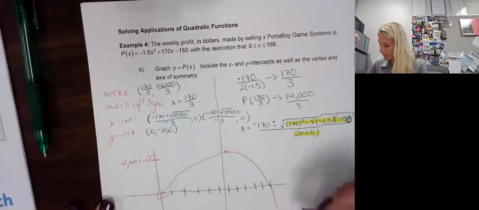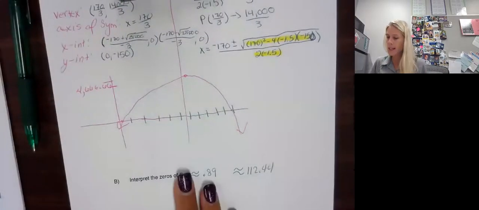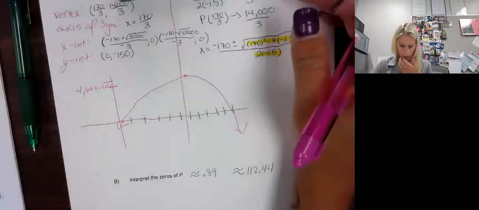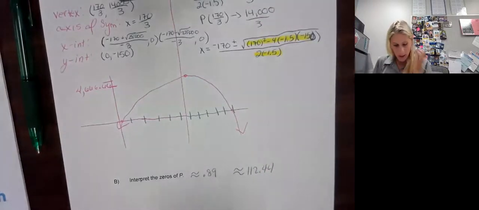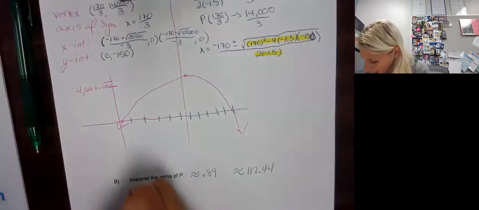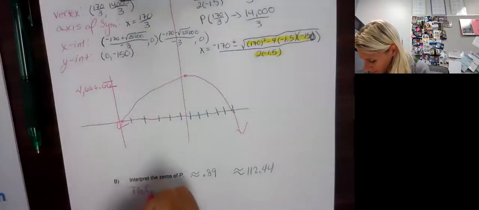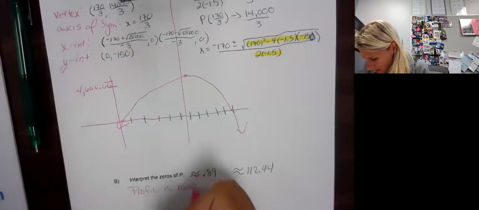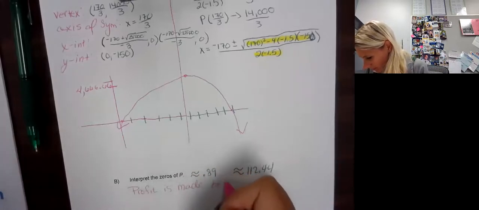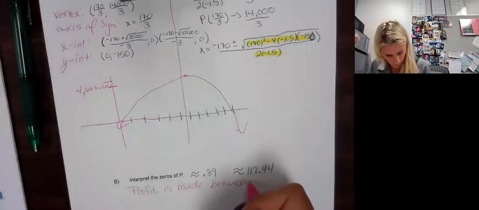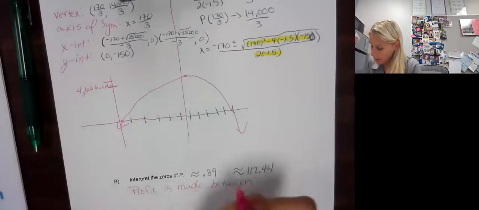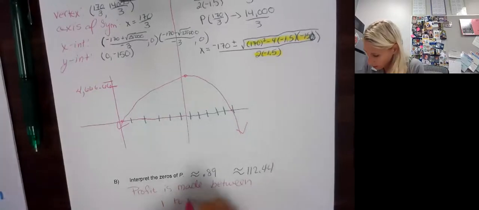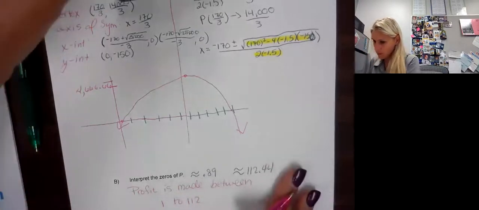That's just interpreting. Now, when you interpret, you also have to write a sentence with it. So what we're saying is always bring it back to the situation. What that says is that profit is made between, and then I'm going to approximate that to 1 to 112. And then, of course, what am I talking about? I'm talking about systems.